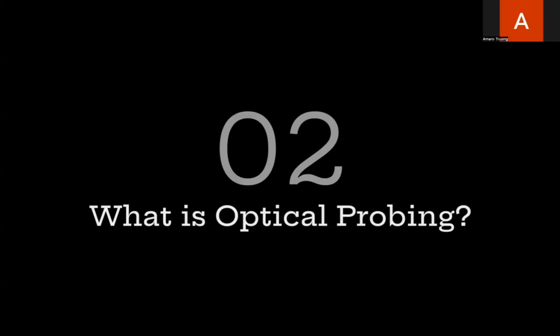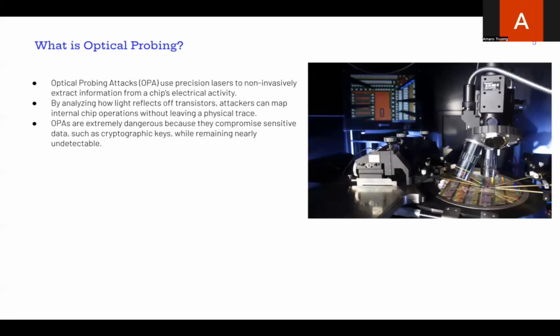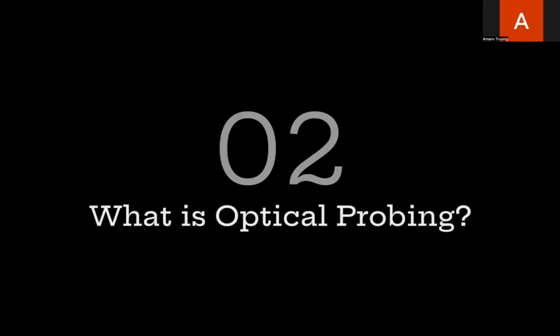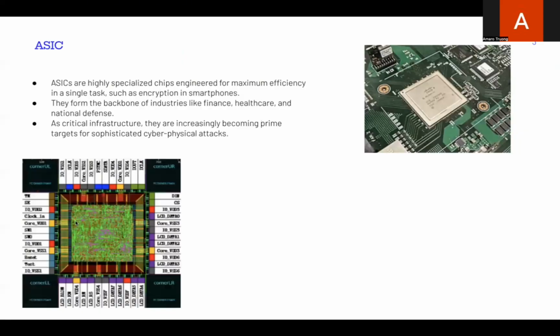One of the attacks that I want to talk about, and what the research is based around, is called optical probing. But what exactly is optical probing? Optical probing is a type of attack that uses specialized lasers to non-invasively extract information from a chip's electrical activity. So if we go back here, this can be perceived as electrical activity for the circuits.